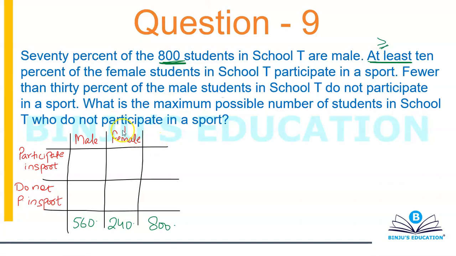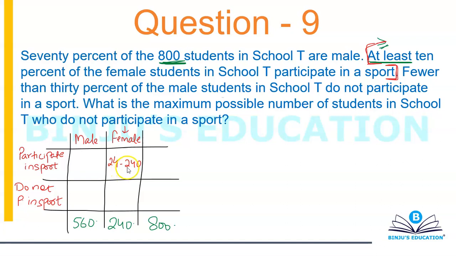So this is female, 10% or greater than 10%. So 10% of 240 is 24. So this value here would be anything from 24 to 240, because it says at least 10% of the female students in school T participate in sport. At least means greater than or equal to.